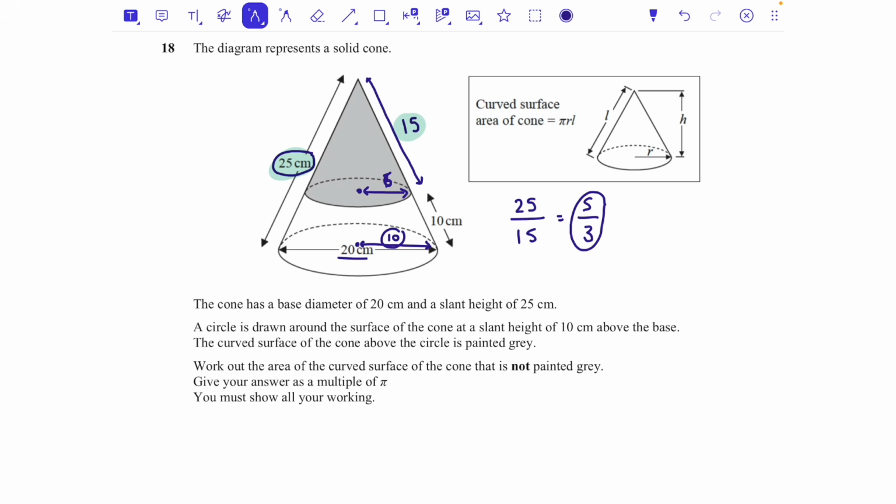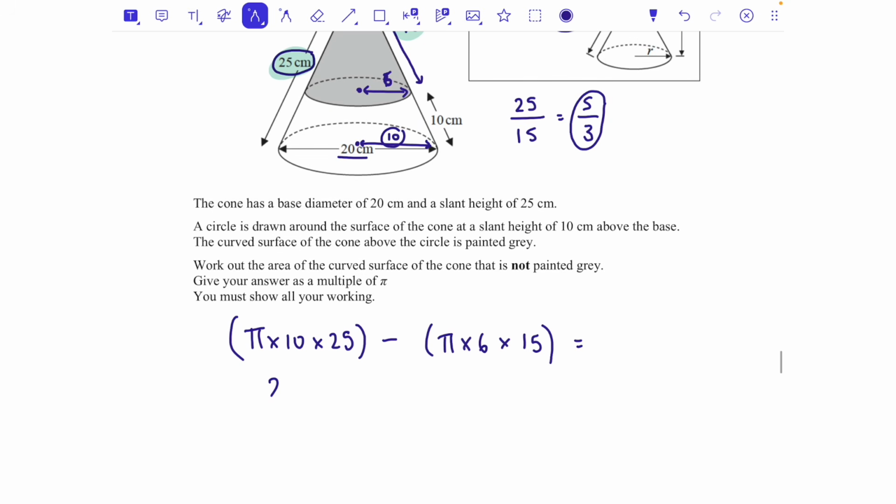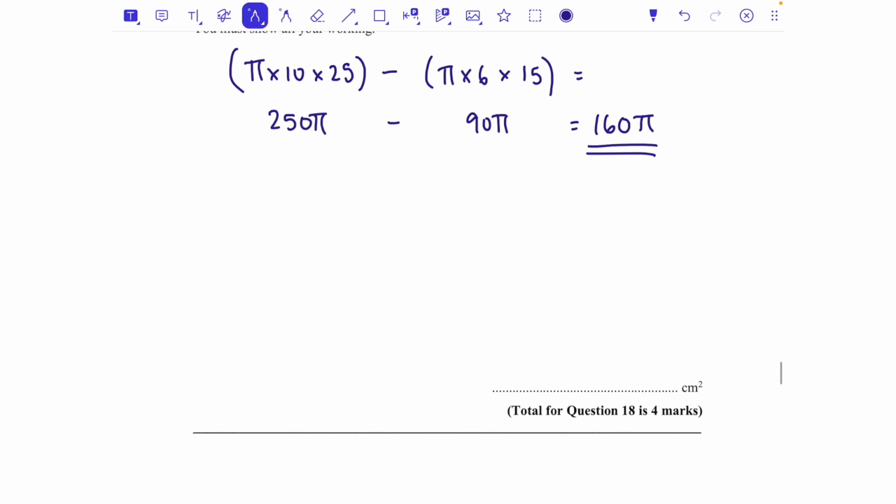And then all we're going to do to get the missing area, we've got the formula here. So I'm going to do the big cone, pi times the radius times the sloped side, pi times 10 times 25, subtract the smaller cone, pi times 6 is our radius of that one, times the sloped length of that one, which is 15. So we're doing the whole thing, subtract the top thing, and that gives us 250 pi, subtract 90 pi, which gives us an answer of 160 pi. Don't press that SD button. We were asked to give our answer as a multiple of pi, and therefore that is your answer, 160 pi.